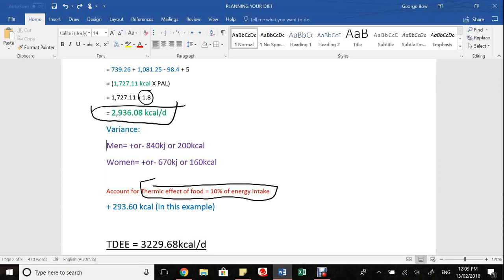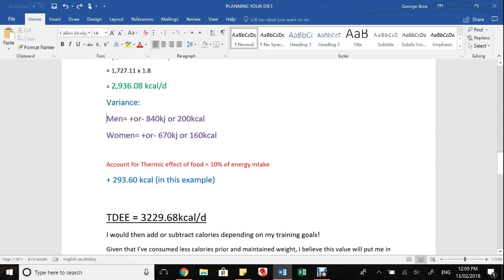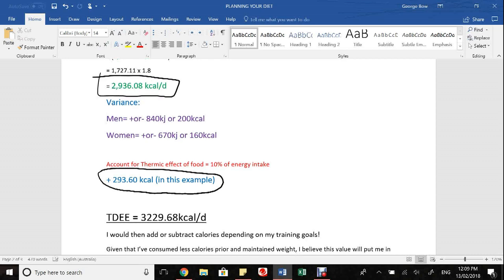Especially knowing how to do it yourself. So then once we've got our estimate, we then have to account for the thermic effect of food. So 10% or roughly 10% of our energy intake. It varies depending on what macronutrients you're consuming, but we're not going to get too far into that. For the most part, it is just the 10% of our energy intake. So for this particular one, my thermic effect of food is 293.60 calories. So when we take our estimation and we plus the thermic effect of our food, we get our total daily energy expenditure value. And so you can see for me, it was 3,229.68 kilocalories per day.